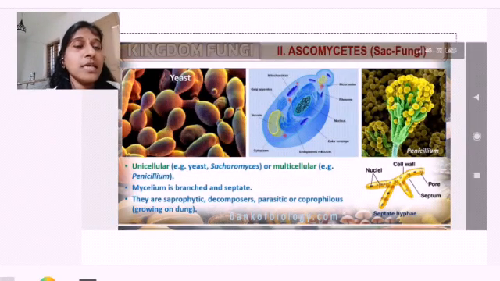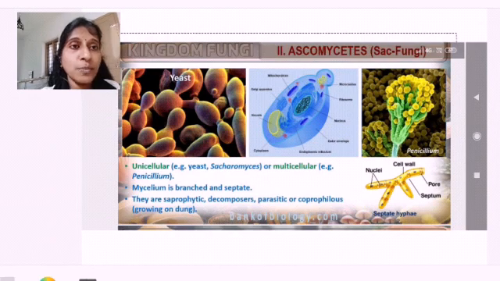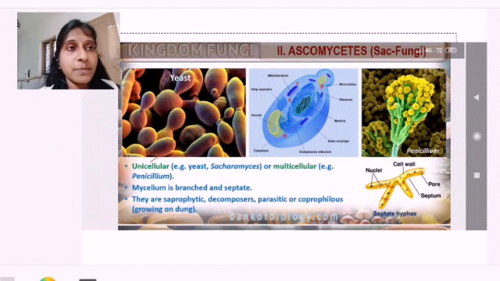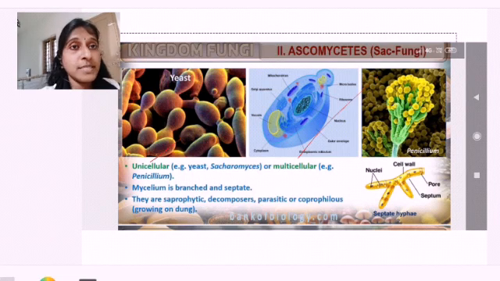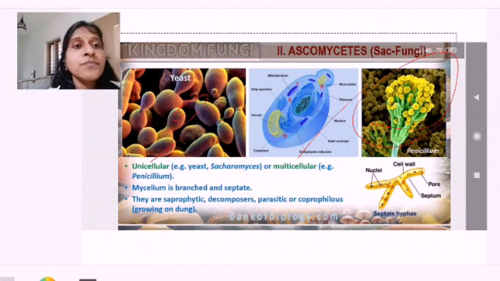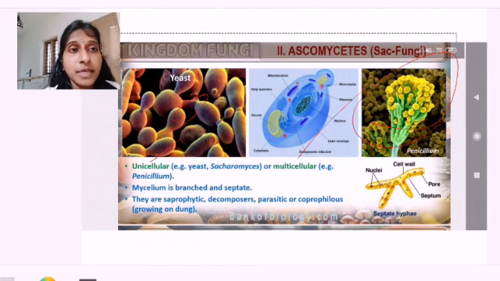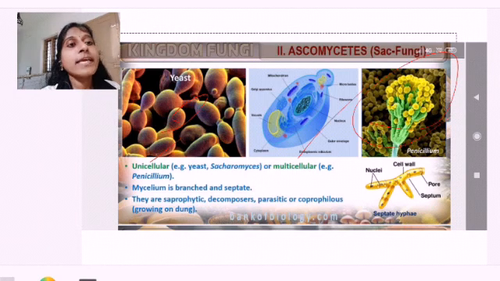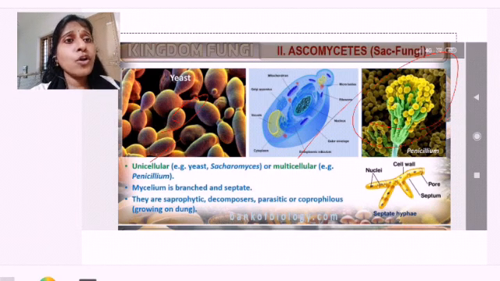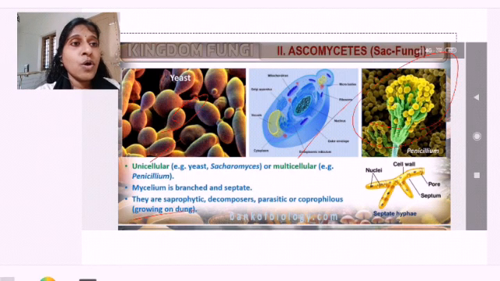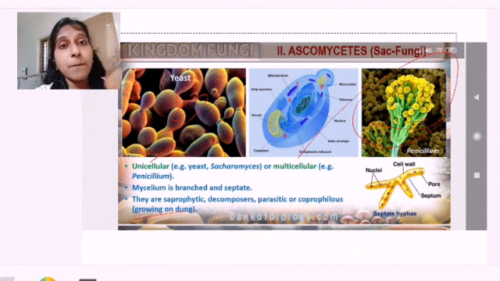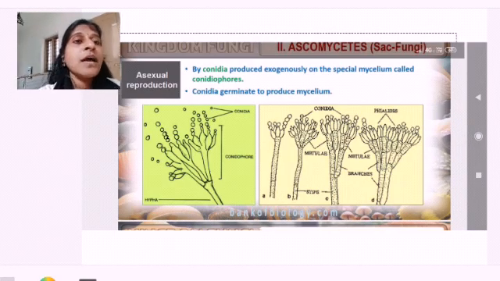Moving on to the next, ascomycetes. Phycomycetes over, ascomycetes. Unicellular forms like yeast come under ascomycetes. Multicellular forms like Penicillium also come under ascomycetes. So this is Penicillium and this one is yeast. They are saprophytic, meaning they depend on dead decaying matter, mostly decomposers, or they can be parasitic, or you can find them growing on the dung of animals. That mode of nutrition, where microbes take nutrition from dung, is called coprophilous. Clear?